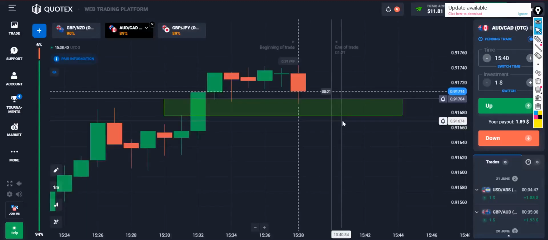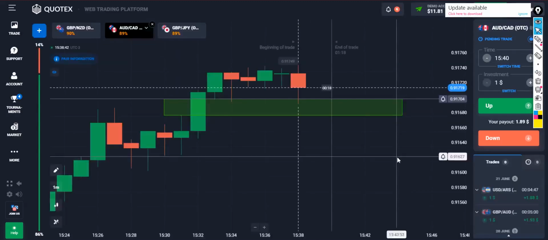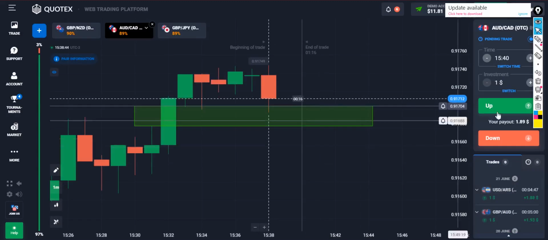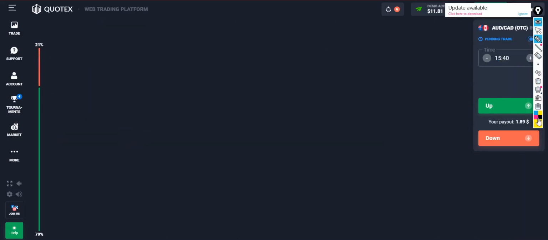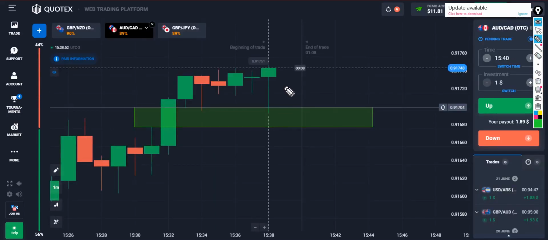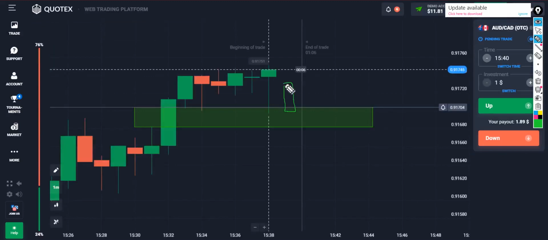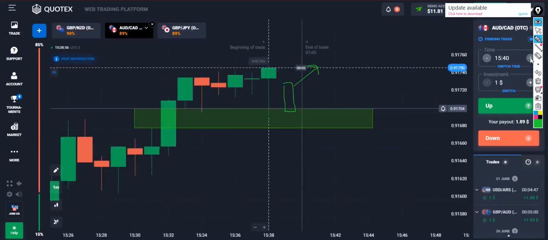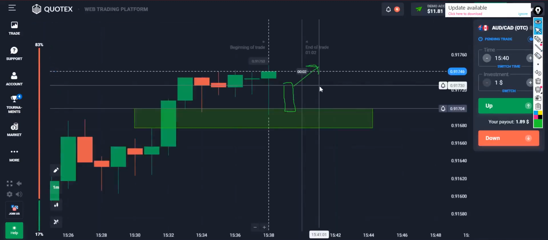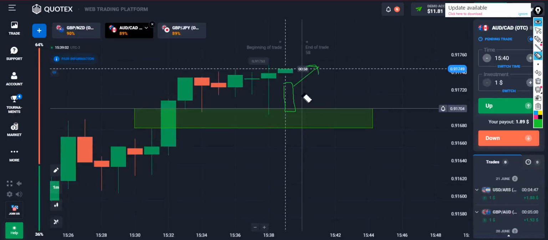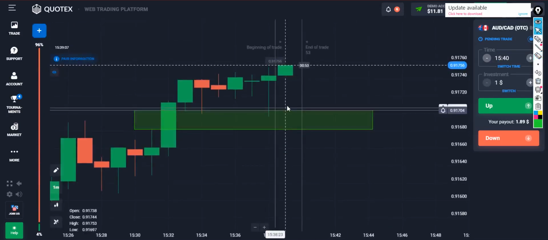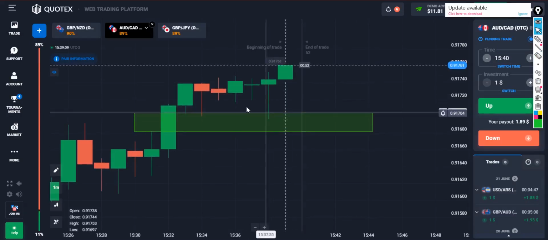Let's see if the market gives us a confirmation candle right here. In this section, the market needs to give us a green candle. Here the market needs to give us a green candle. If it does, then we'll go for up. As there is a big gap between the closing of this candle and the fair value gap, it is a bit risky, so I'm not going to take this trade right now.